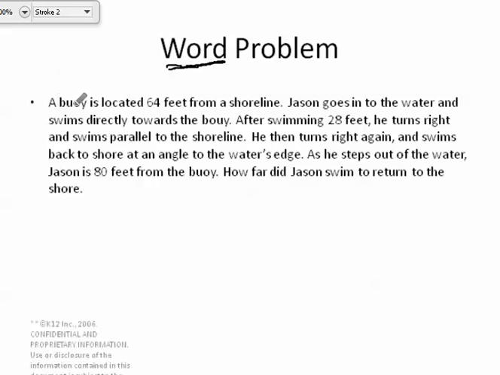A buoy. What the heck is a buoy? Well, you know what? If you ever go out to the ocean, you'll see this little thing bobbing out in the water out there. Okay? Pointing up and down. It's bobbing up and down, up and down. That's what bobbing means. Going up and down, up and down, up and down.